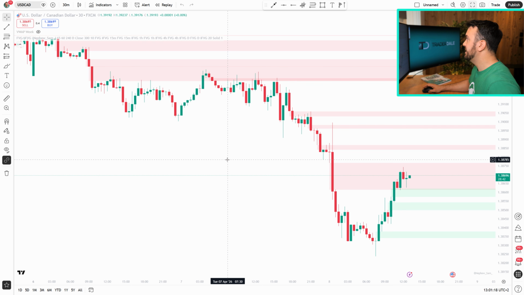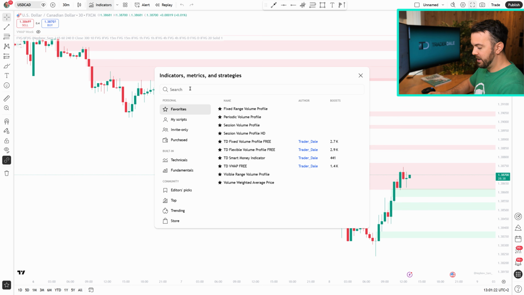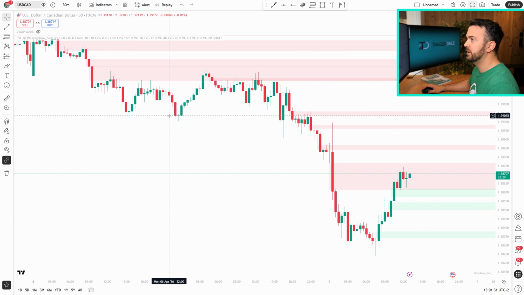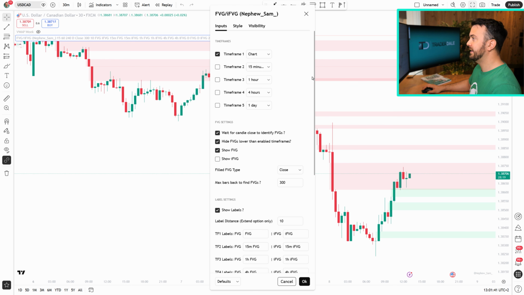Okay, so this is the TradingView platform, and if you click indicators in here and type FVG, like fair value gap, then the first one, this one, it's rather okay. I already have it on my chart here. Sometimes it doesn't print a fair value gap, but usually it works fine. Let me show you the settings. So let's click here. And these are the settings that I use.